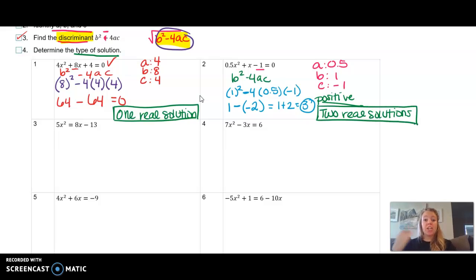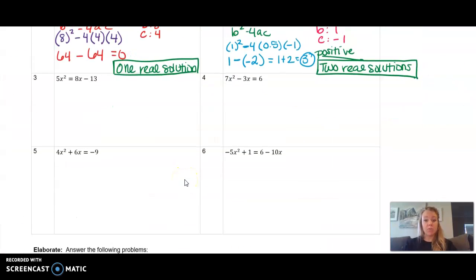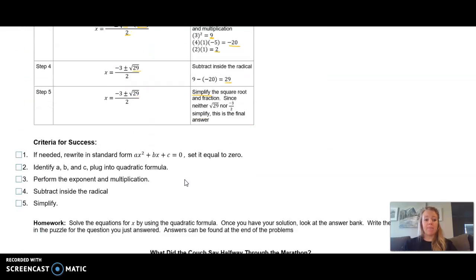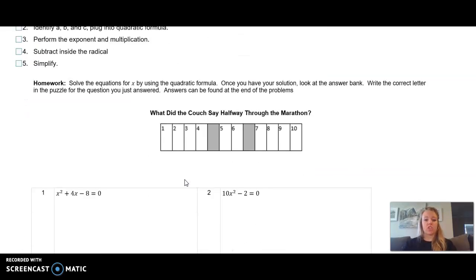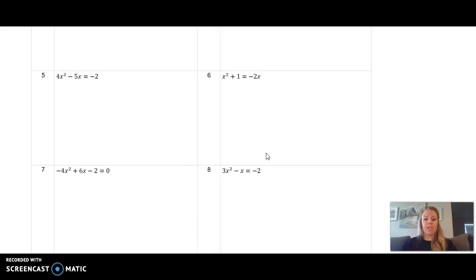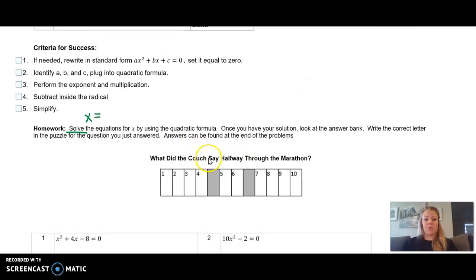Okay, so here are your instructions for the rest of this time. This was only a quick 10 minutes. But now you can go and complete the rest of this table. It's in your notes. And then I have some more practice for you at the bottom where I want you to actually solve. Solving meaning find what x is actually equal to. And it's just a little bit of a puzzle. You're going to be able to solve these 10 questions, and there's different answers with the letters. And you can answer the riddle that says, what did the couch say halfway through the marathon?